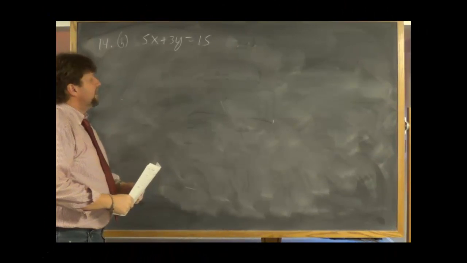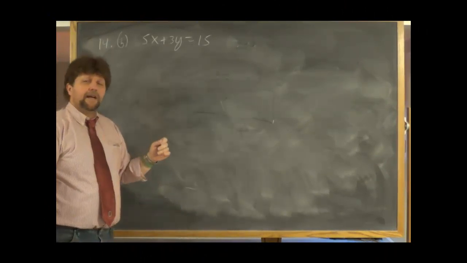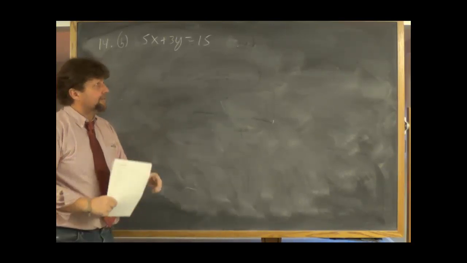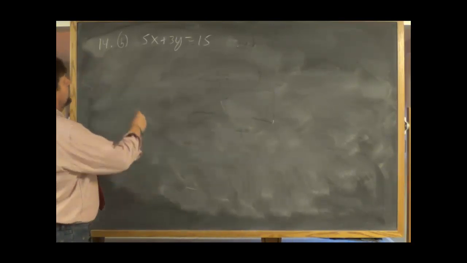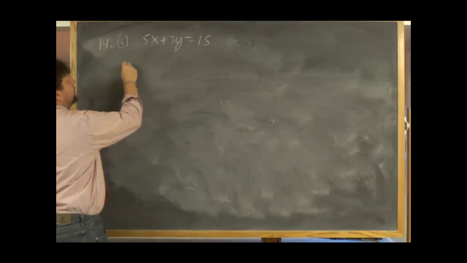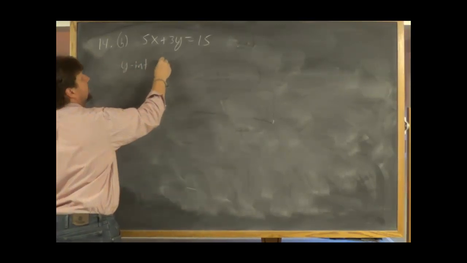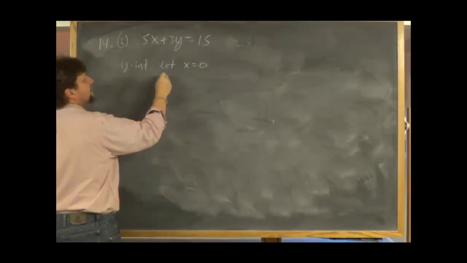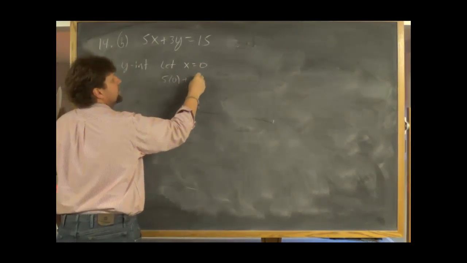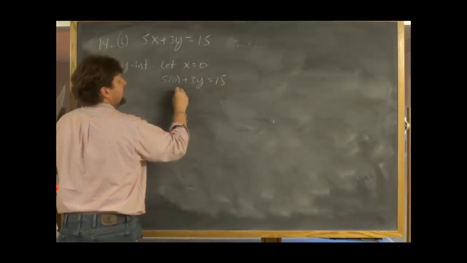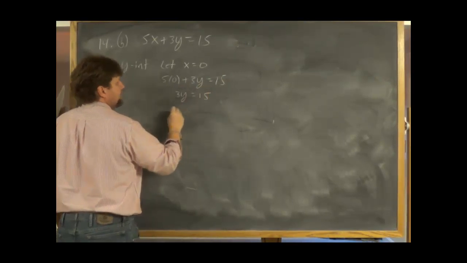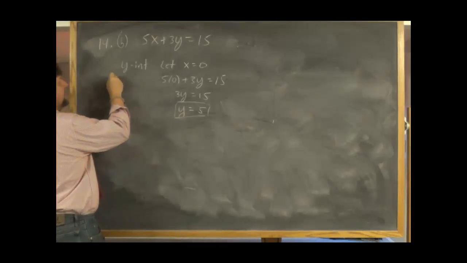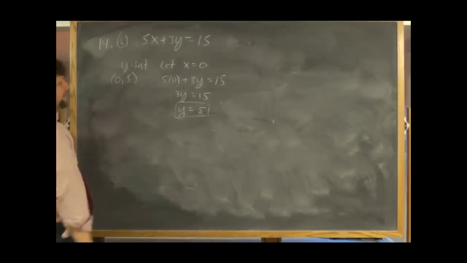Alright, in 14 part B, you're asked to graph this line and find the intercepts, the x-intercept and y-intercept, and label the intercepts. So you just remember to find the y-intercept, you're going to let x equal 0. So you put 0 in here for x. You have 5 times 0 plus 3y equals 15. 3y equals 15. Divide both sides by 3. You get y is 5. So the y-intercept is 0, 5.